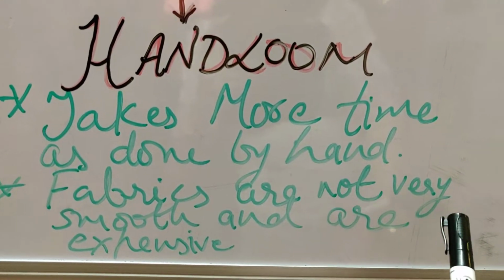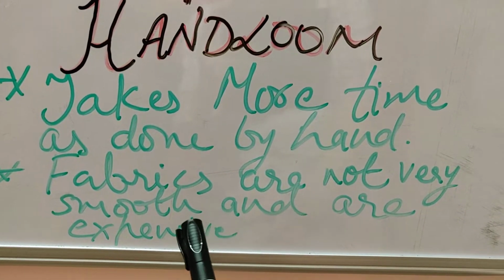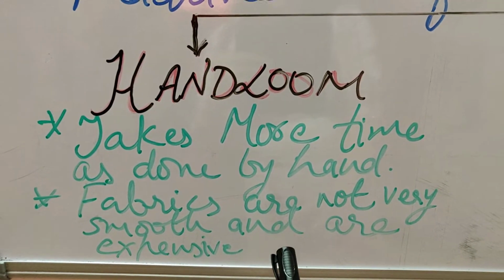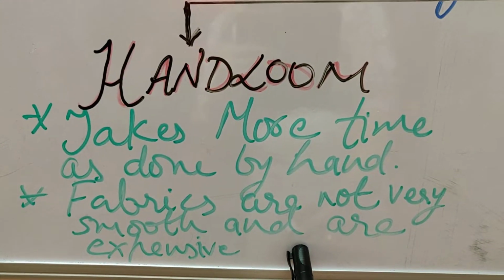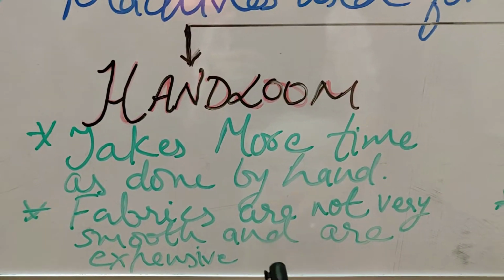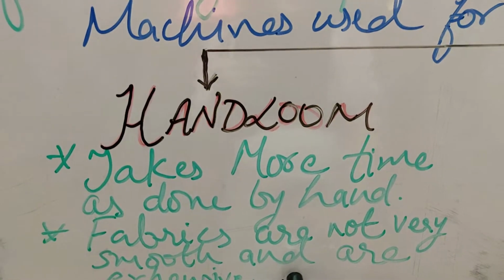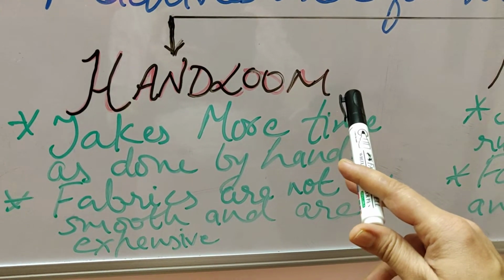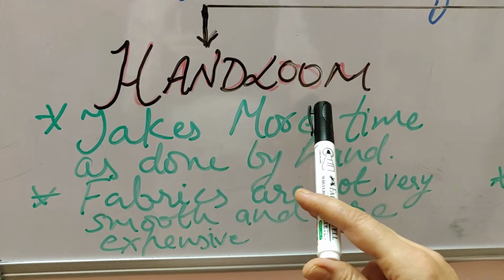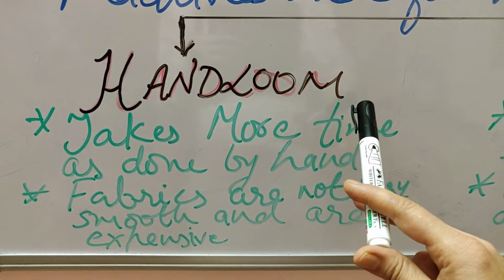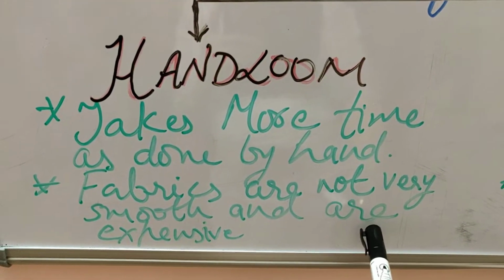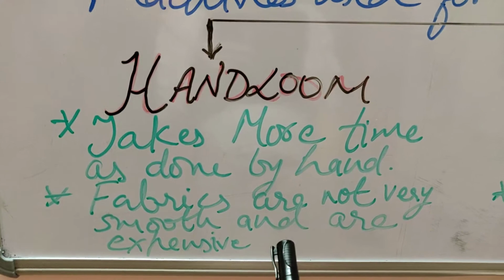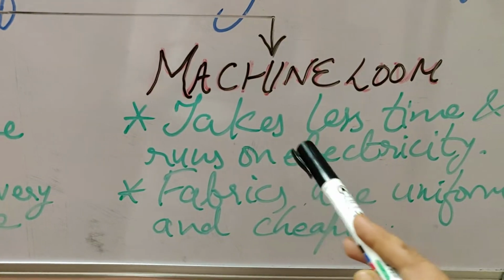Handloom fabrics are not very smooth, generally they are rough, and they are very expensive. Handloom factories and handloom mills are there, and even on a small scale, as I have told you, people do it in their houses, and handloom shops are there in many of the cities. Some saris and many other clothes are sold as handloom, and they are generally more expensive than the clothes woven by machine loom. So we should understand about machine loom.